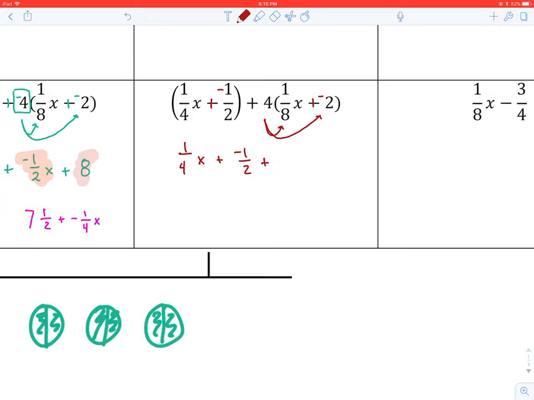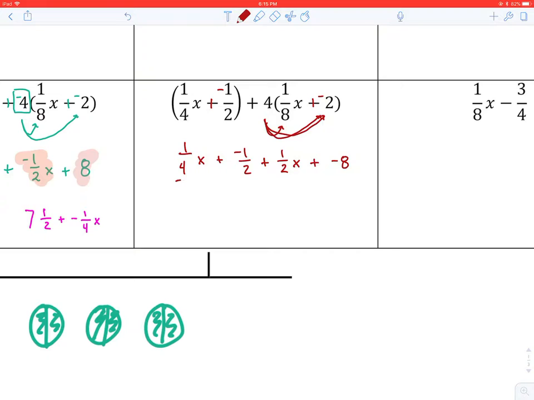4 times 1/8 x, that's 4/8 x. If you're wondering how I got that, it's 4 times 1/8. Like we've talked about earlier, you're basically just multiplying the top numbers, and the bottom number is going to stay the same. So it's going to be 4/8, which is the same thing as 1/2. So there's going to be 1/2 x. And plus 4 times negative 2 is a negative 8.